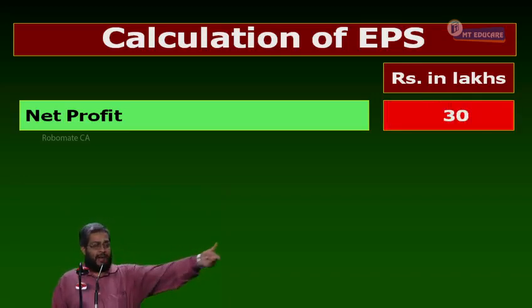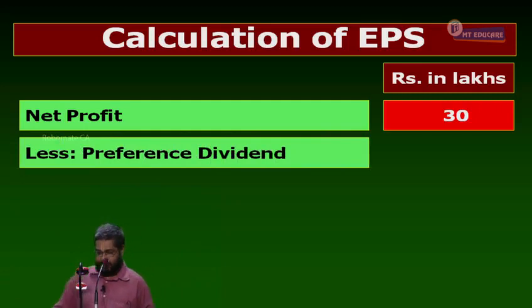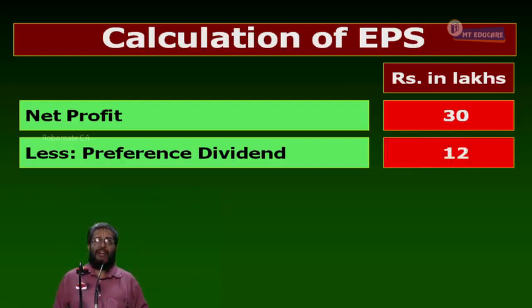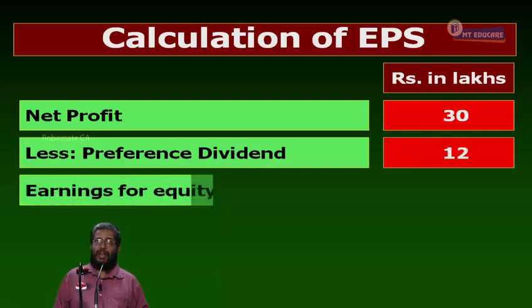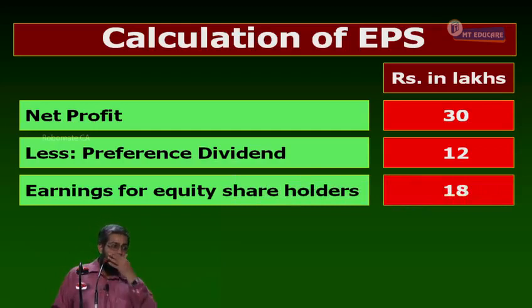Is the entire PAT going to equity shareholders? No. All I have to pay is the preference dividend. Minus preference dividend. I apply 12% coupon on 100 lakhs. What is the money? 12 lakhs. Minus preference dividend 12 lakhs. The balance is called earnings for equity shareholders, even called EE, earnings to equity. Earnings for equity shareholders is 18 lakhs.